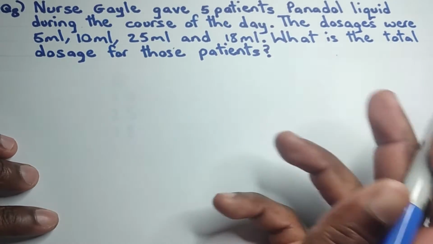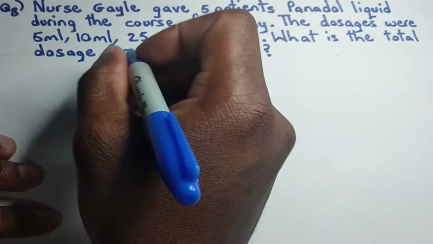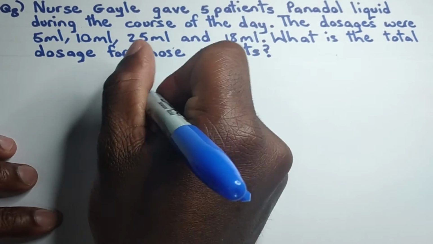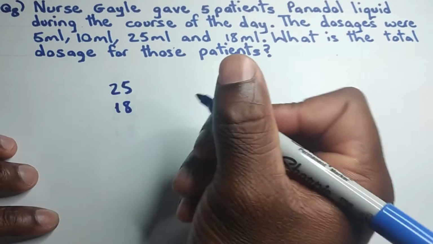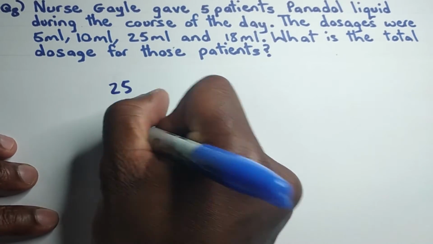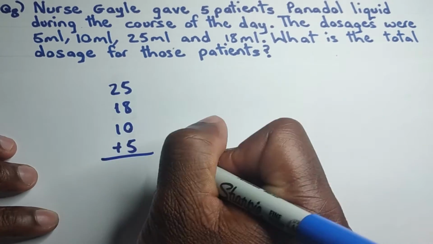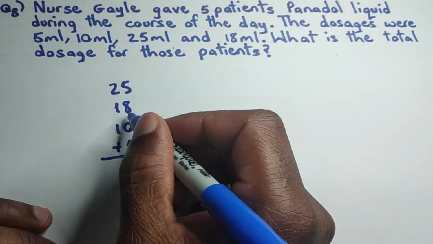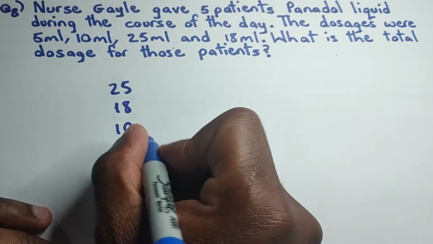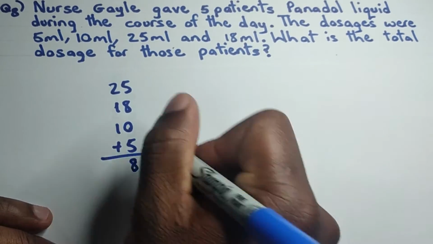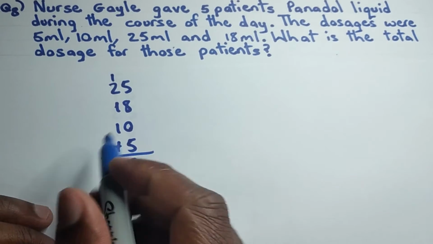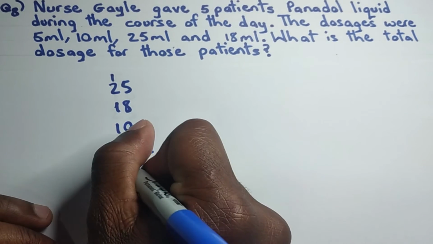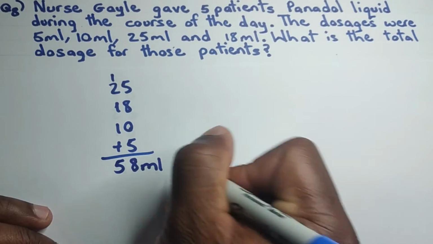And I'm going to write them from largest to smallest coming down. So start with the largest one, which is 25 milliliters. Then we have 18 milliliters. Then we have the 10 milliliters, then the 5. And of course, you could have used a calculator to do this quite easily. So 5 plus 8, that's 13. 13 plus 5, that's 18. So bring the 8, carry the 1. 1 plus 2, that's 3, plus 1, that's 4, plus 1 again, that's 5. So this is 58 milliliters.